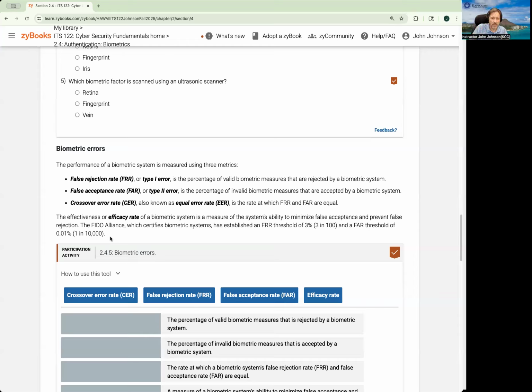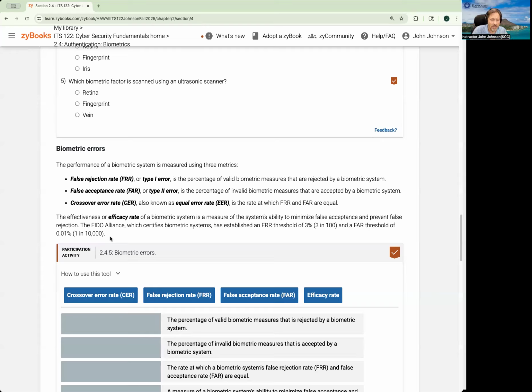So the FIDO Alliance, which is the alliance that certifies biometric systems, has established a false rejection rate threshold of 3%. In other words, 3 out of 100. So they only want the inconvenience of 3 people being tossed that were actually valid. But on the other side, they want a false acceptance threshold of 0.01%. That means that 1 in every 10,000 people will get through the system.